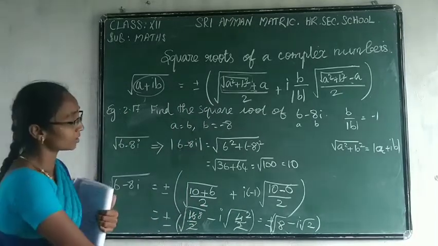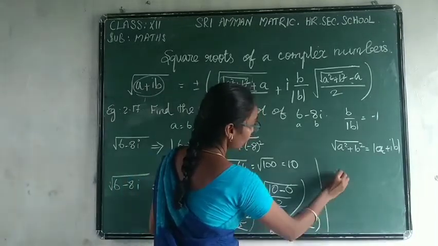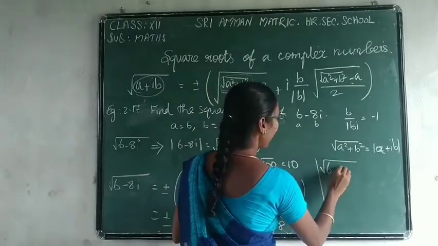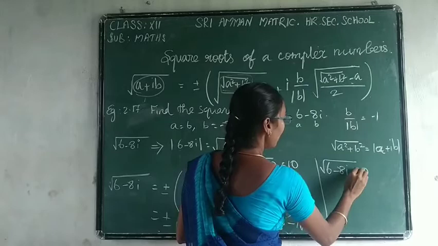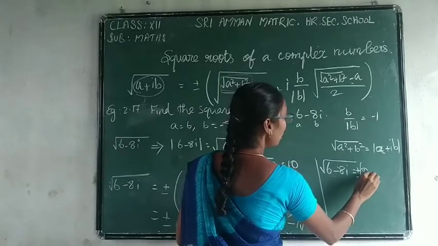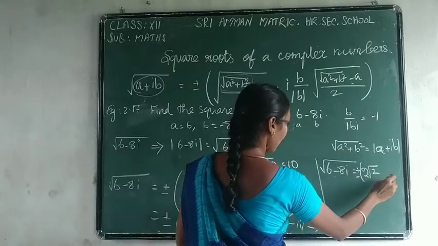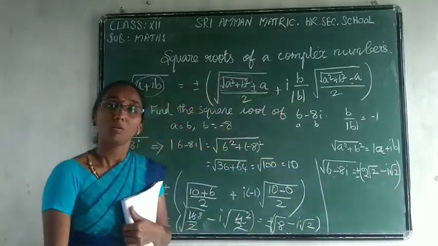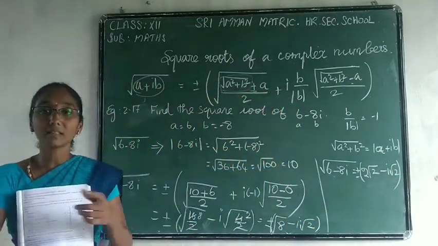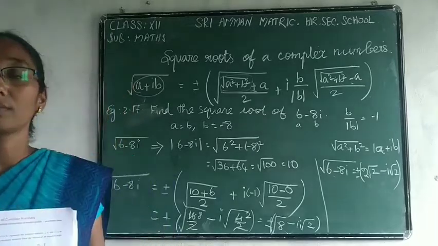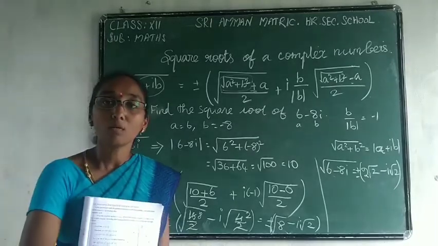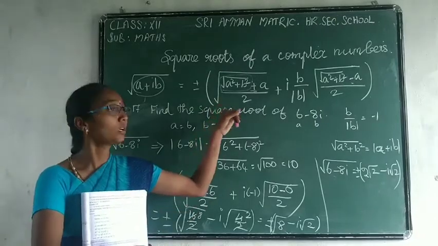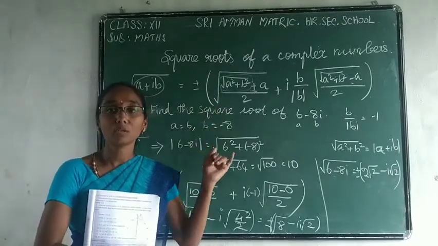Okay, this root 8 is written as 2 root 8. So root of 6 minus 8i equals plus or minus 2 root 2 minus i root 2. Okay, you understand? It is very easy. This is the 3 mark question. Okay, this is one of the 3 mark questions. It is very easy. You know the formula, if you do it, it is easy.